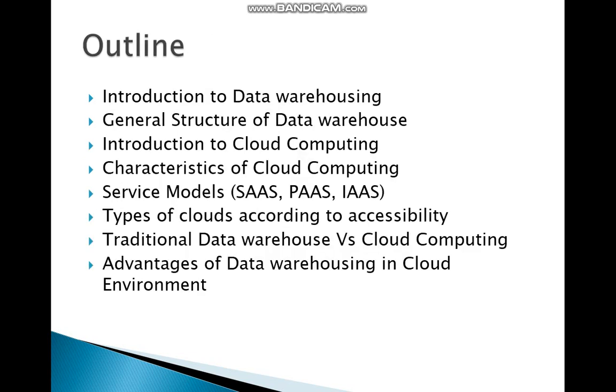So let's see what we will discuss today. We will talk about what data warehousing is, an introduction to data warehousing. After that, we will discuss the general structure of a data warehouse and how a data warehouse is made. Then we will discuss cloud computing and characteristics of cloud computing. And then we will discuss services that are offered on the cloud. There are 3 types of services. And after that, we will discuss the types of cloud according to accessibility. These are public, private, and hybrid. We will discuss them later on.